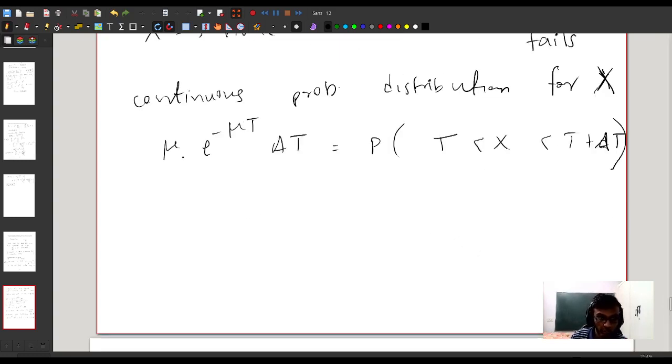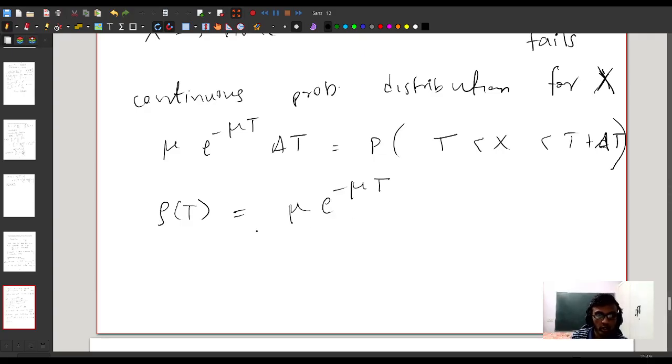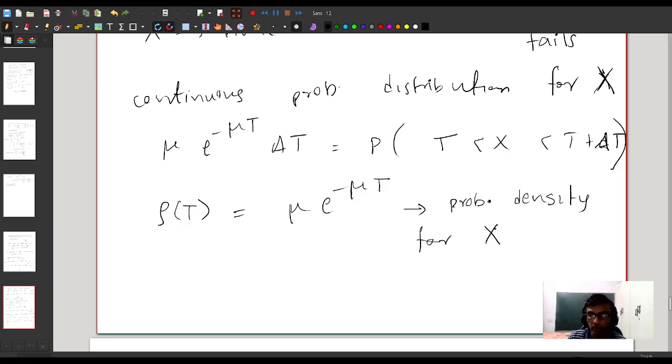From this we can read off that the probability distribution rho of t is mu times e to the minus mu t. So this is the continuous probability distribution for x, the probability density for the random variable x. x is the time at which the bulb will fail. Alright, so this is called the exponential distribution.